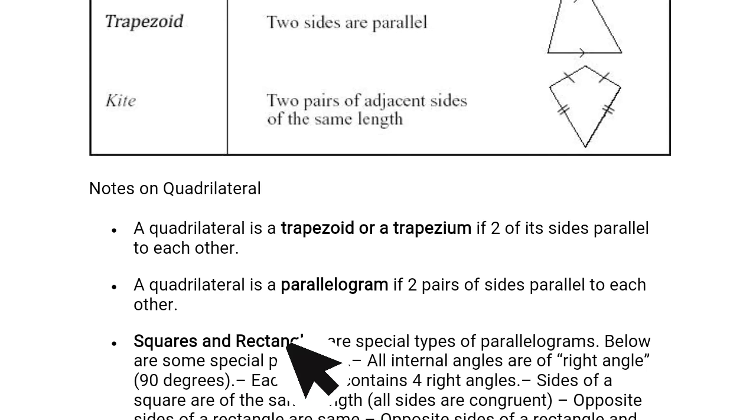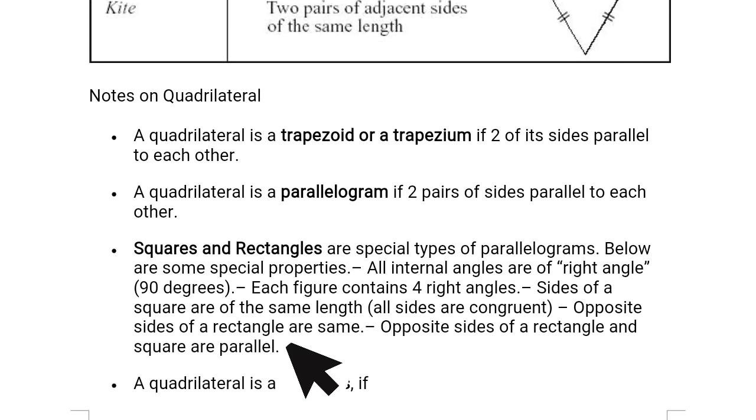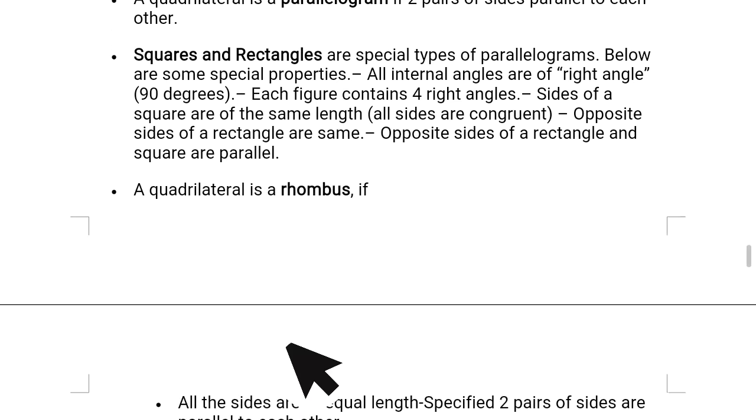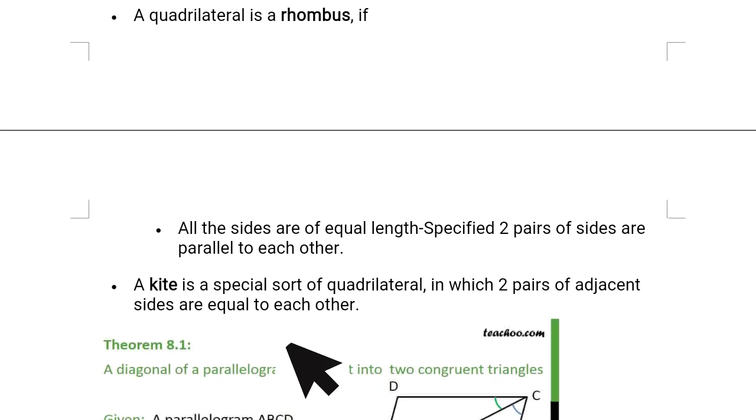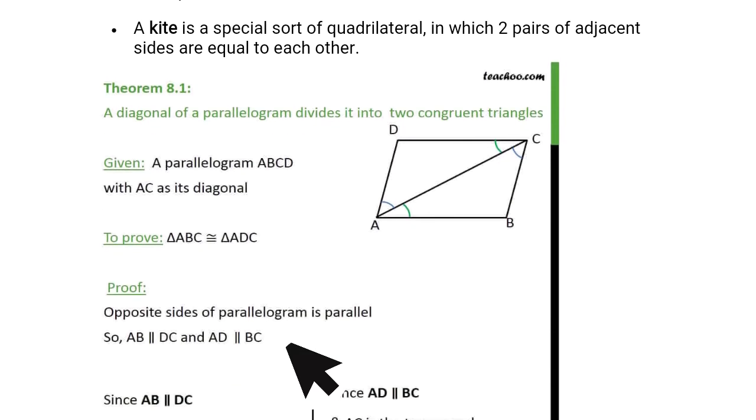Okay, so these are the notes we are following about all the properties of parallelogram. Now theorem 8.1 is very important, and it comes with a proof. Theorem 8.1: a diagonal of a parallelogram divides it into two congruent triangles. So given is a parallelogram ABCD and AC is a diagonal.